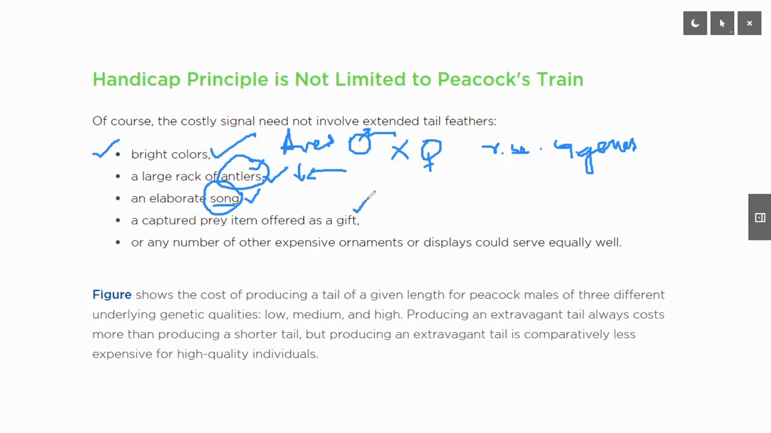This is a nuptial gift, and this is an interesting phenomenon in insects. Insects, in order to mate with the female, will just give a gift to the female before mating, before the selection. And this is known as a nuptial gift. This gift may be some sort of food or some small insect captured by the male and given to the female.